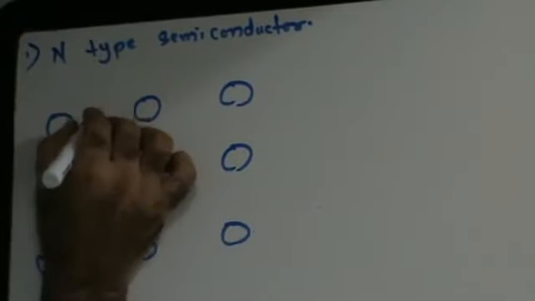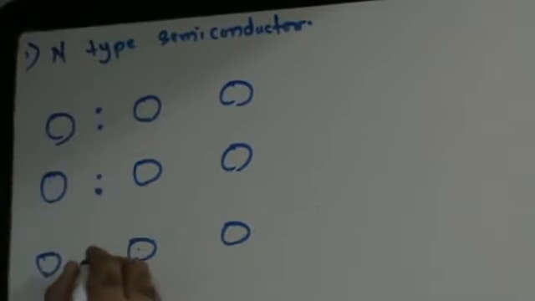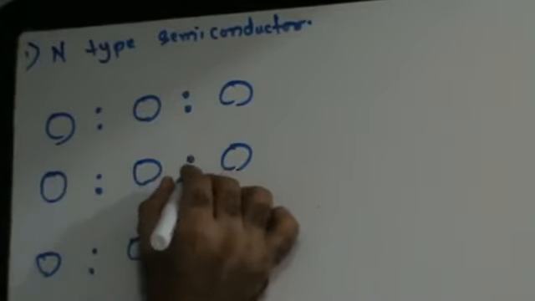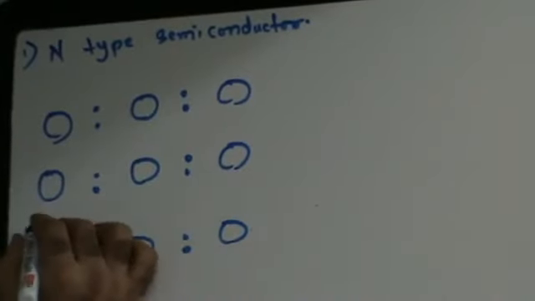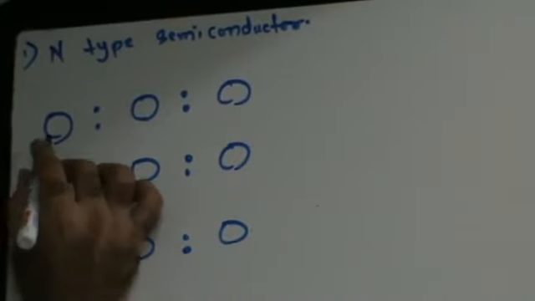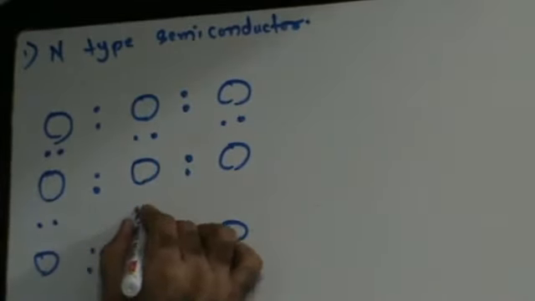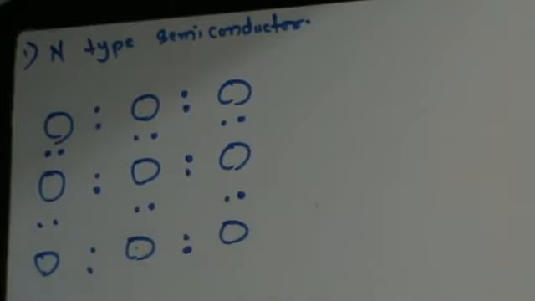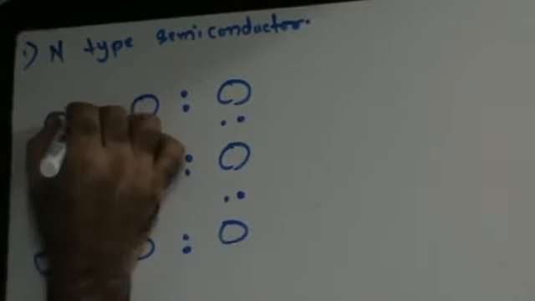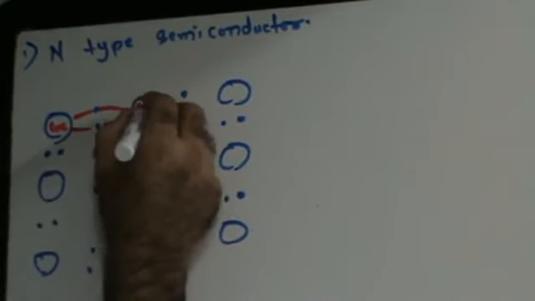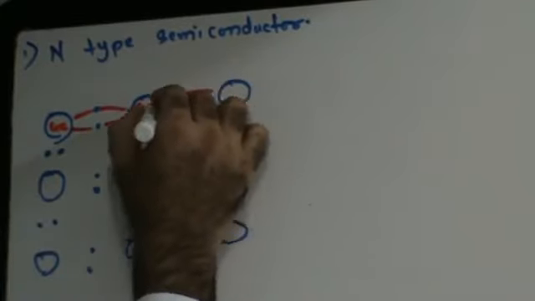Now you have two electrons that are shared here. The sharing of electrons takes place. So in this case, this is your germanium, and the electron pair is shared.